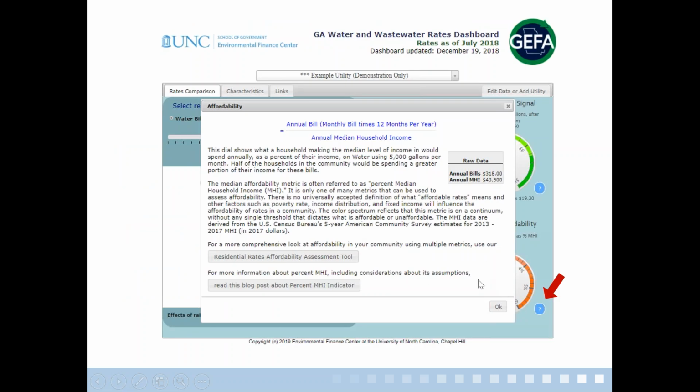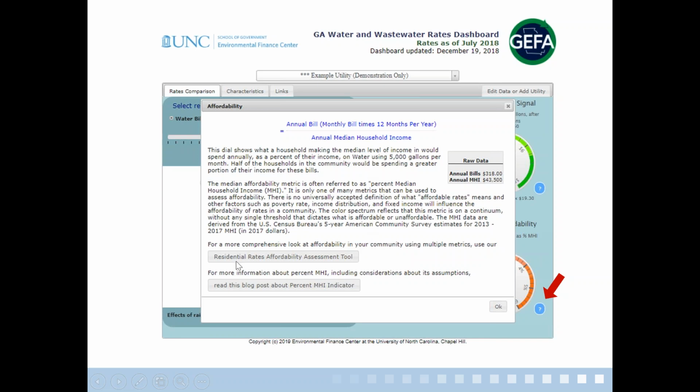So let's say you're maybe over here on the kind of light side. If you click on this blue question mark to the right of the dial, and you can do this for all the dials, there's more information. It's going to give you what the annual bills would be for that consumption point and service that you selected, and also what the annual MHI is in that community. And then we have more of an explanation of why it is tricky to come up with a set number or a set standard on what is or is not affordable, because obviously communities are made up of people from all kinds of backgrounds and all kinds of income levels.